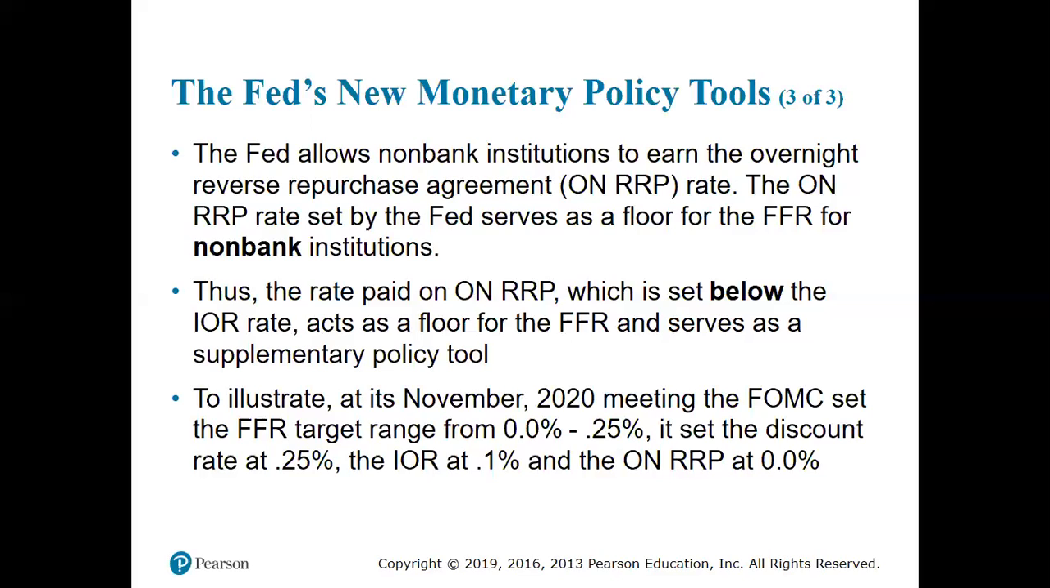Discount rate, which is the rate where banks can borrow from the Fed, at 0.25. That's the ceiling, and that interest on reserves is a little above the overnight repurchase agreement rate at 0. So the floor for banks is slightly above the floor for non-banks, and thus that Fed funds rate is going to fluctuate generally between 0 and 0.25.